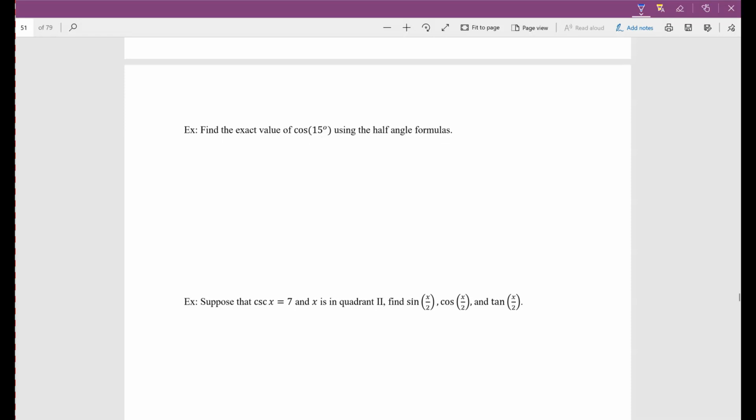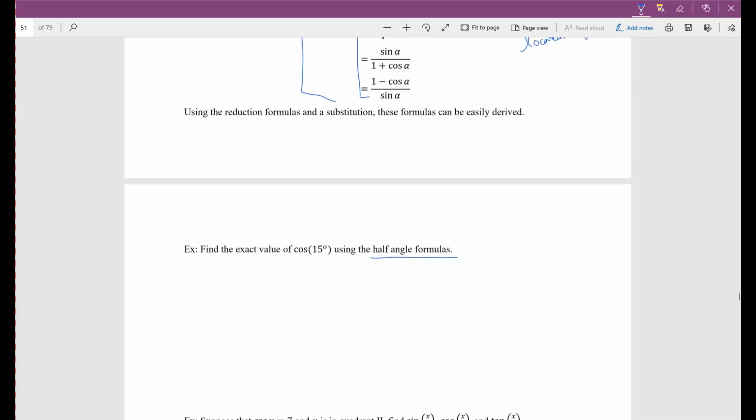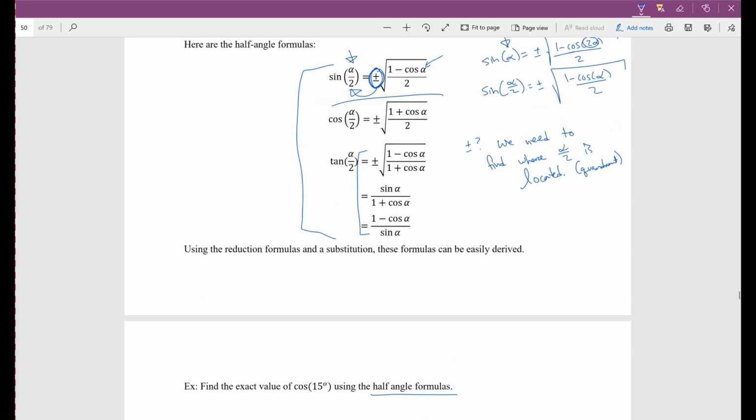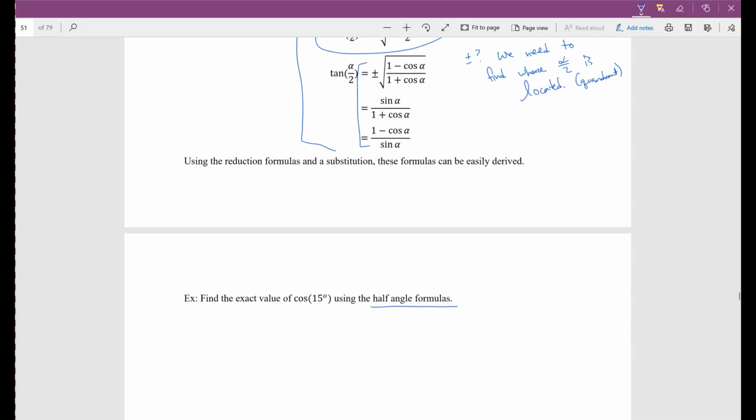First, let's do something like what we did with the sum and difference formulas. Now we want to find the cosine of 15 degrees. We know how to find the cosine of 15 degrees: we took 45 and subtracted 30 using the sum and difference. But now we want to use the half angle formulas. So we can look at the formula for cosine of alpha over 2. Let's write that down.